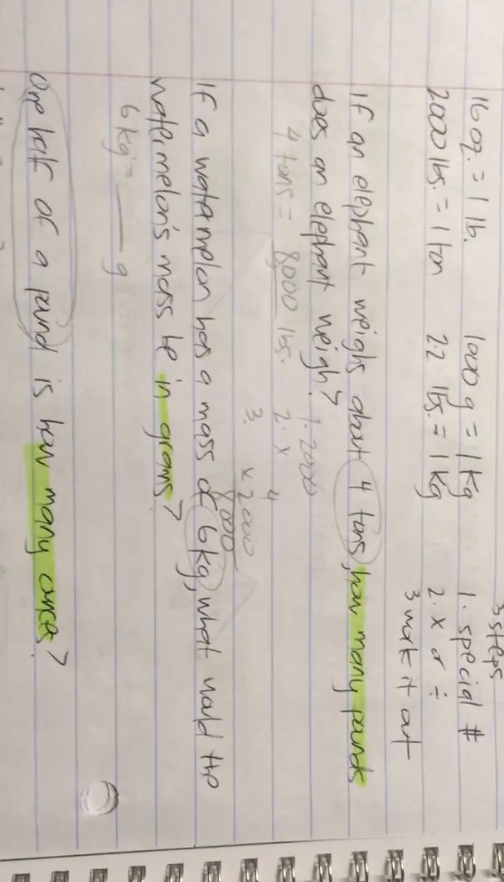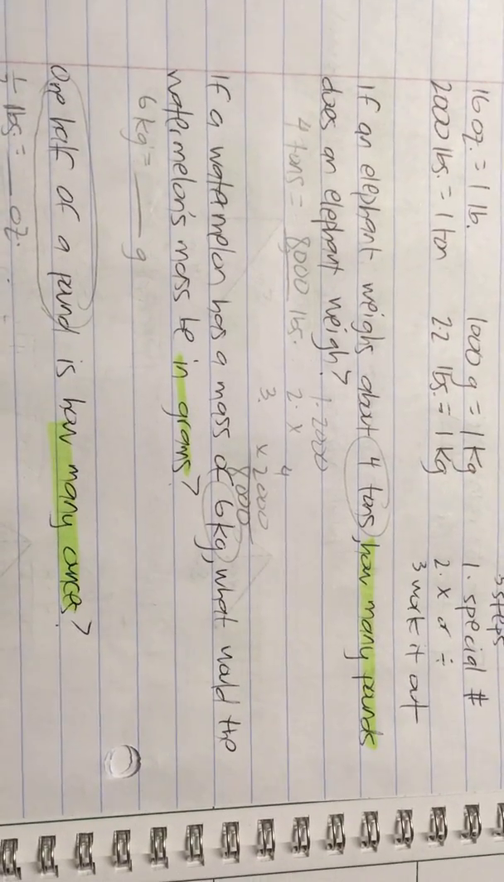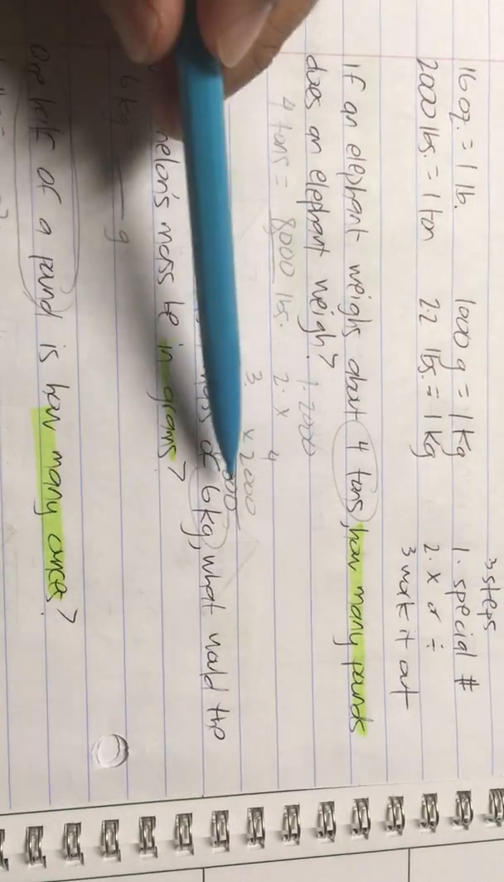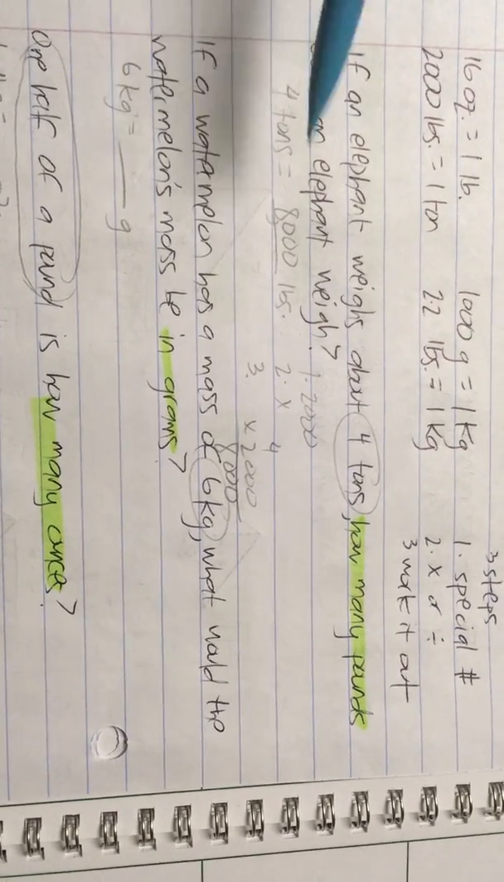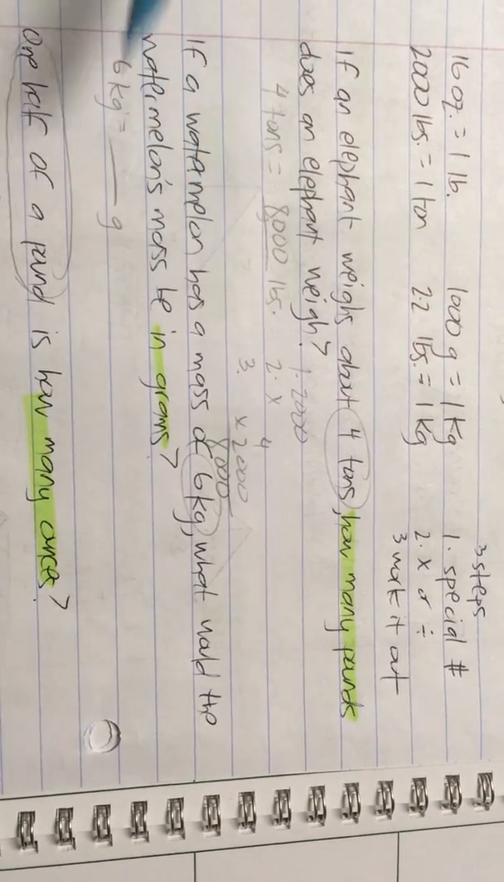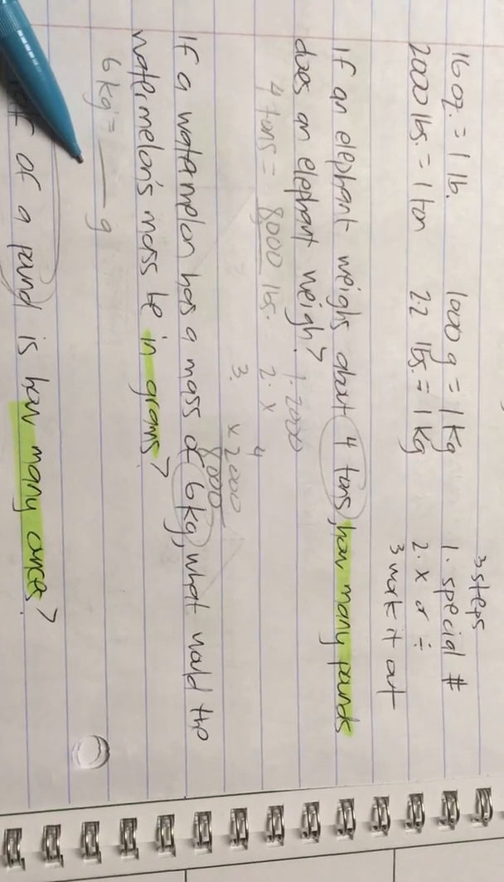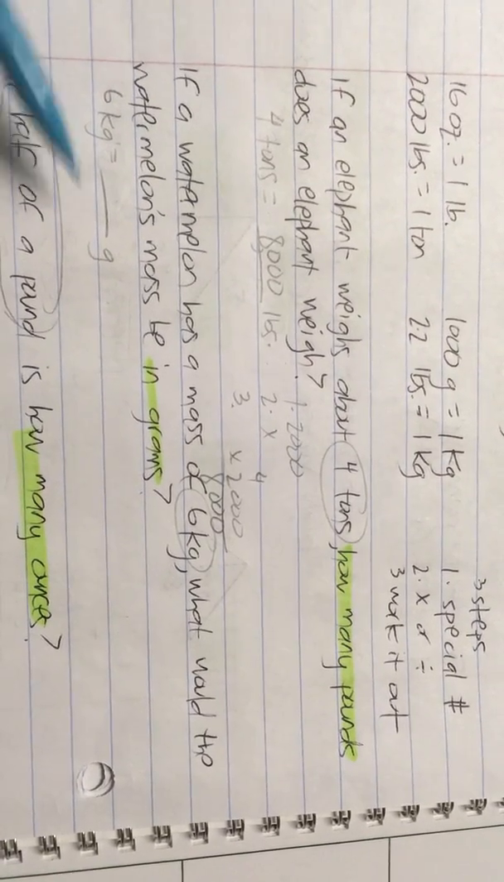Moving on to the next problem, it says if a watermelon has a mass of 6 kilograms, so that's the number it gives us, so I circled that, what would the watermelon's mass be in grams? The question is asking grams, so we want our answer to show that we're trying to find grams.